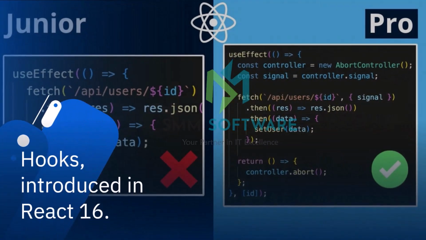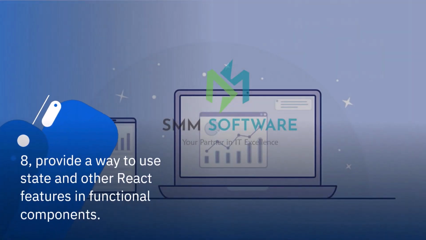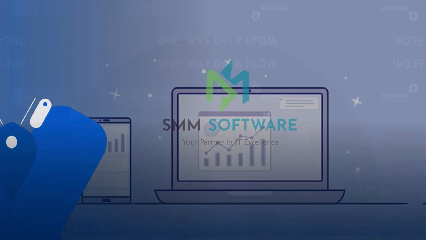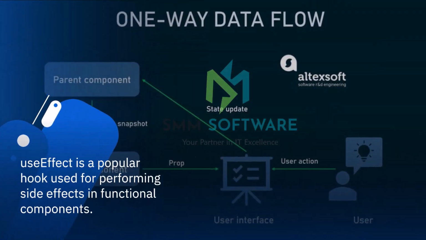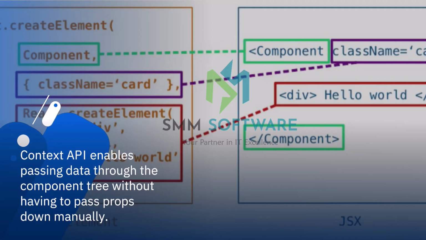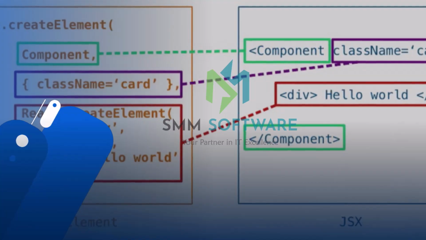Hooks, introduced in React 16.8, provide a way to use state and other React features in functional components. useEffect is a popular hook used for performing side effects in functional components. Context API enables passing data through the component tree without having to pass props down manually.